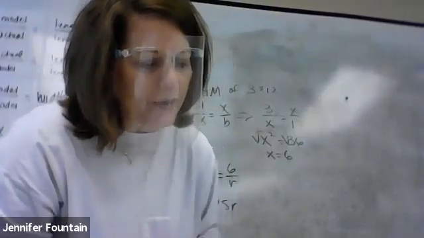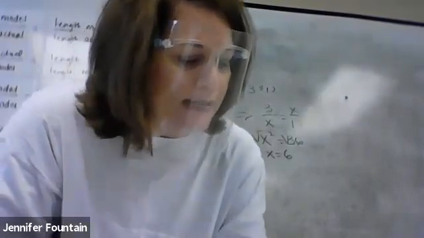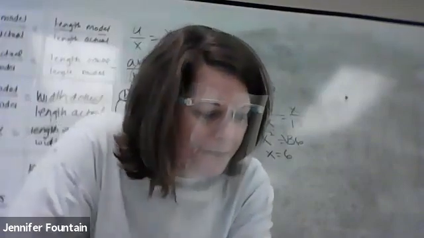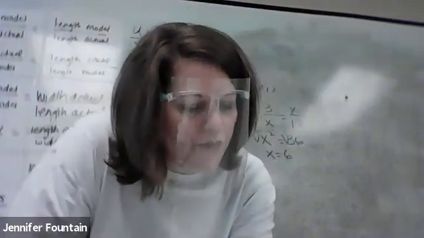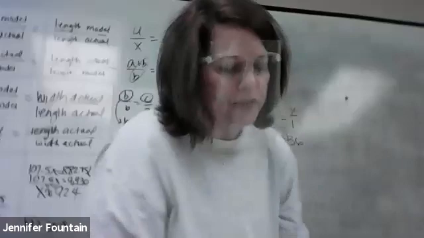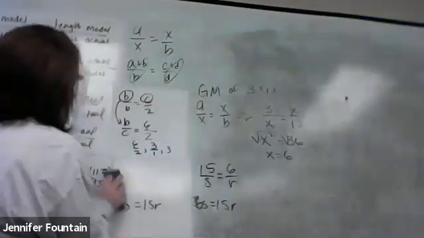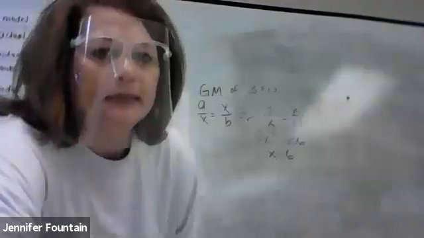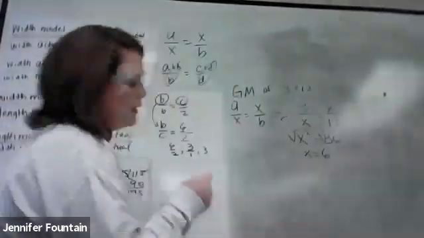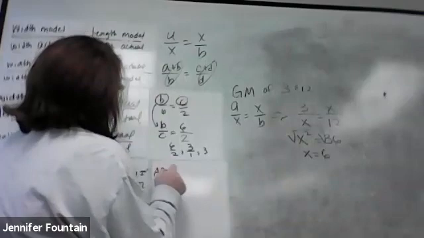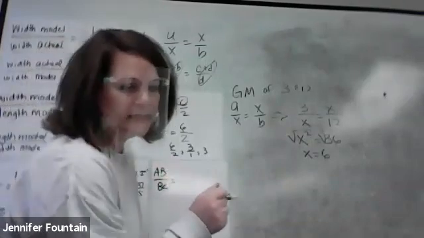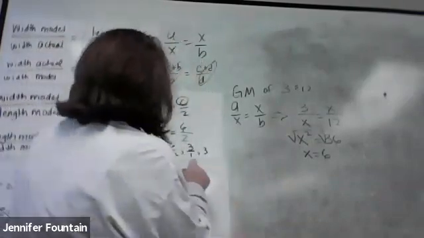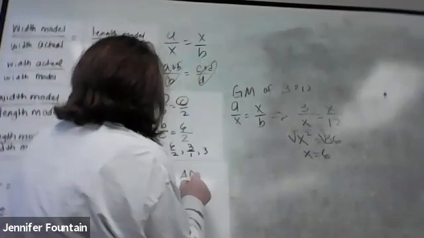And then number 6 in the diagram, AB over BC is equal to AD over DE. Substitute the known values into the proportion and solve for DE. Let's start right here. So we said that AB over BC is equal to AD over DE.